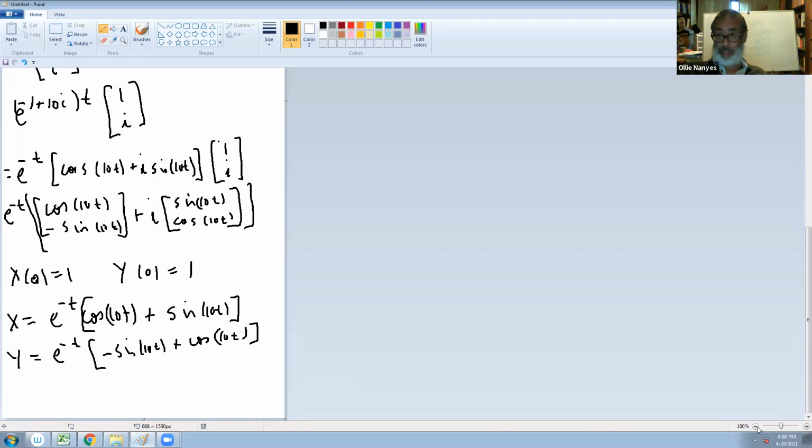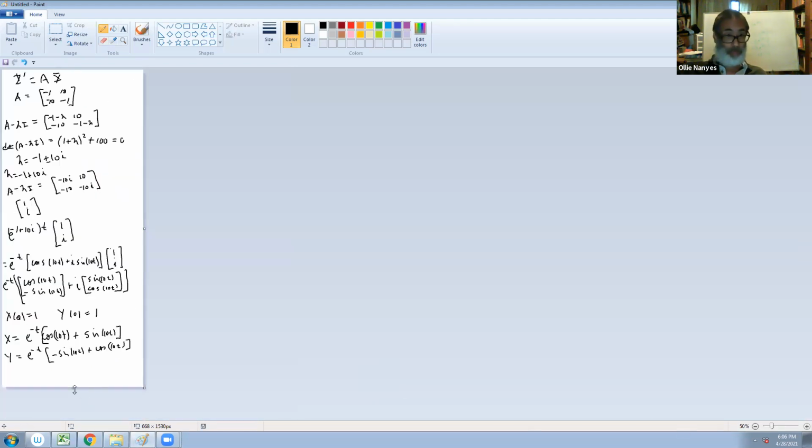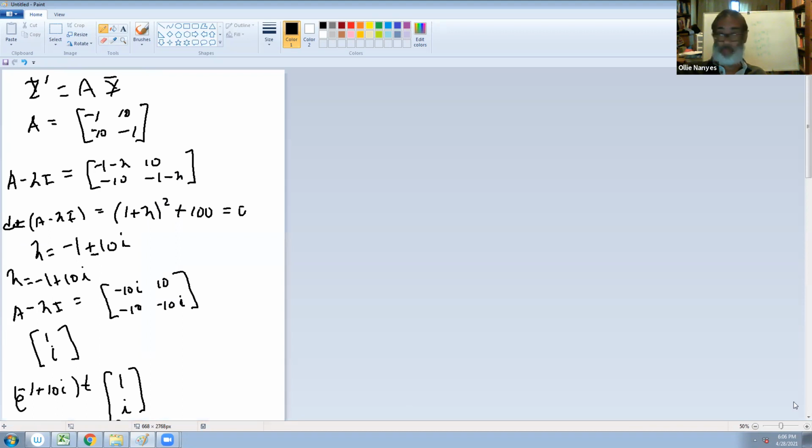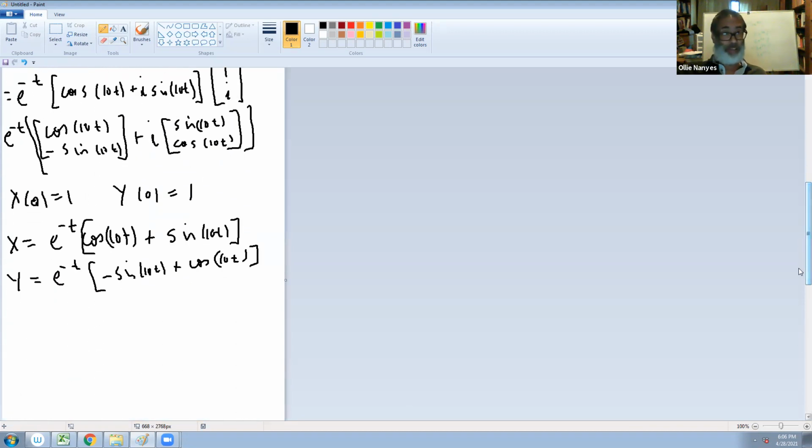This is what we call a spiral sink. It becomes a source if the coefficient of t is positive or the real part is positive.